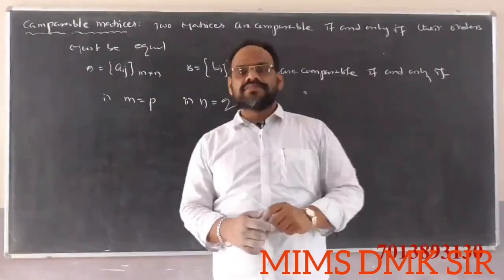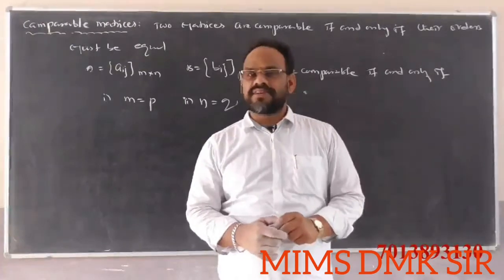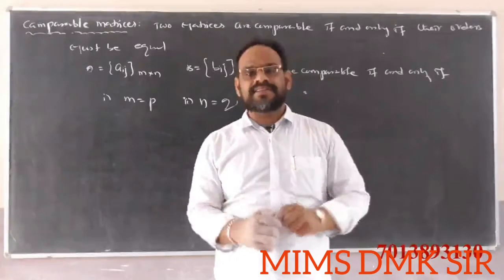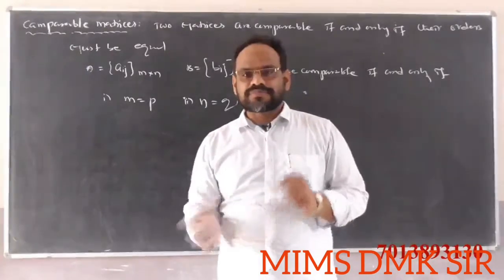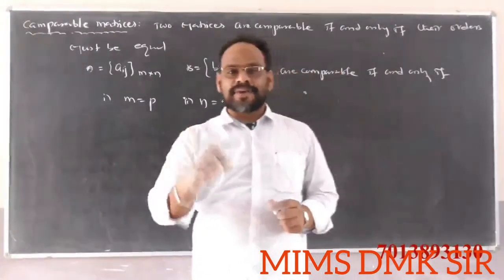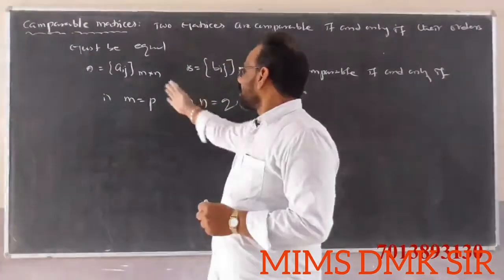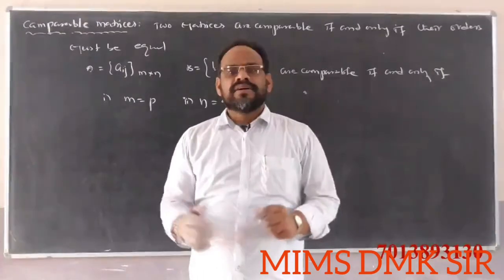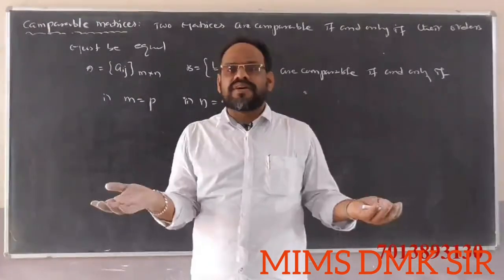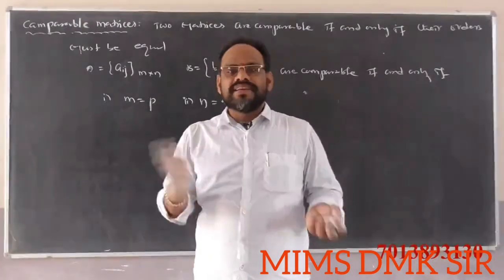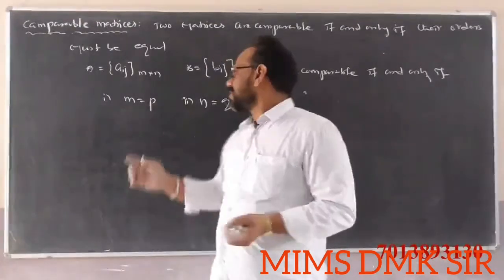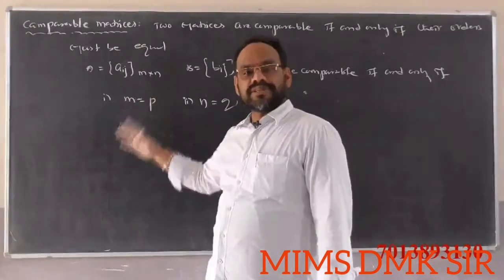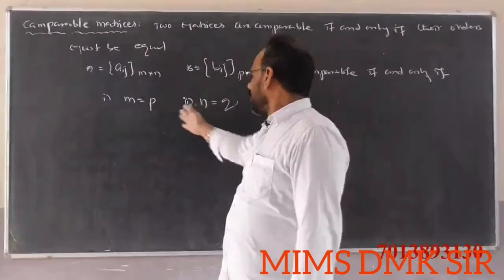Then only the two matrices are comparable. Otherwise, not at all comparable. That means if you do addition or subtraction, the orders of the matrices must be equal, then only they are comparable. Or if two matrices are equal, that is A equals B, to find their elements, their orders must be equal, then only we can find some difference. So their orders must be equal.